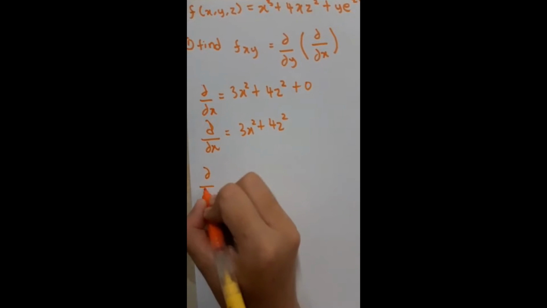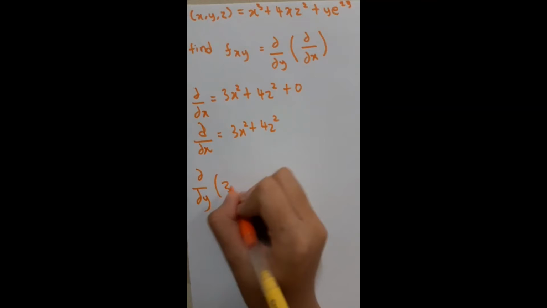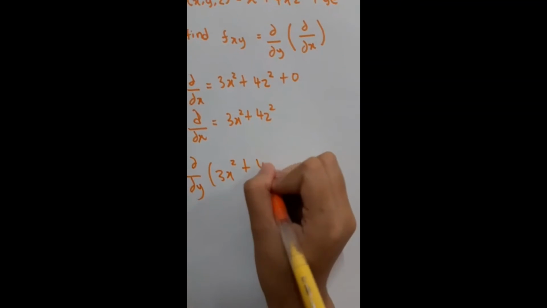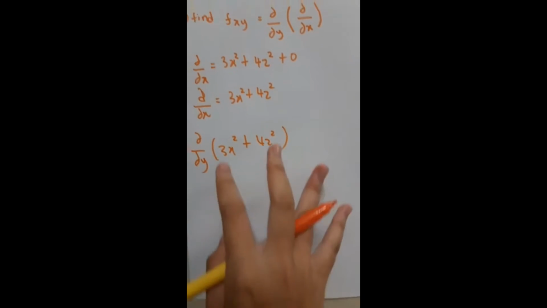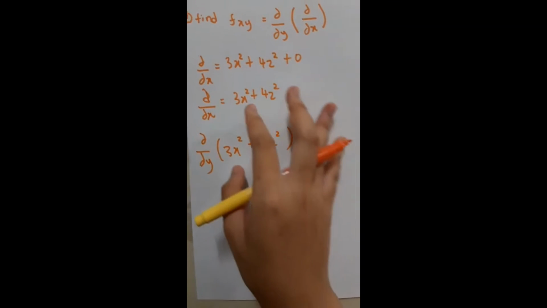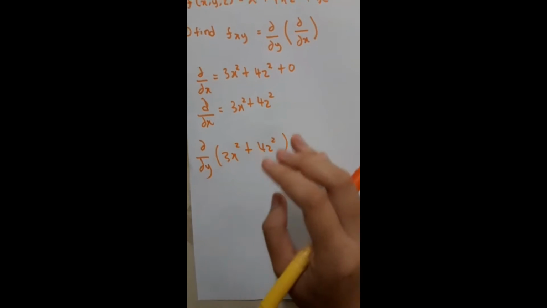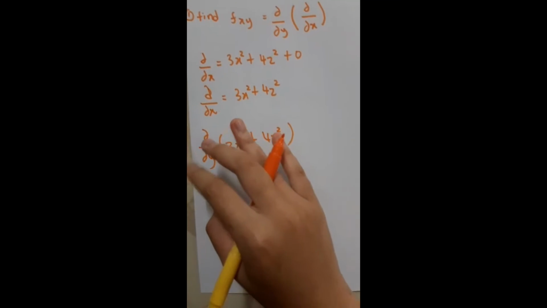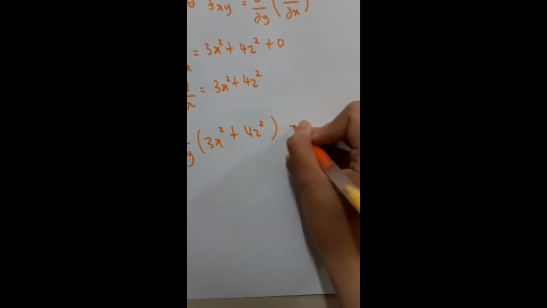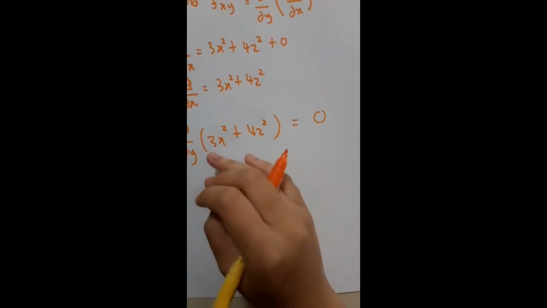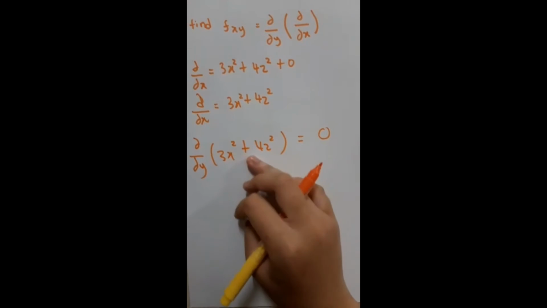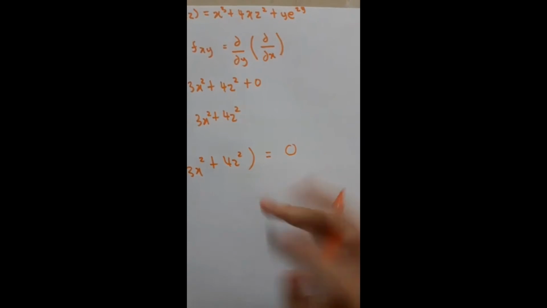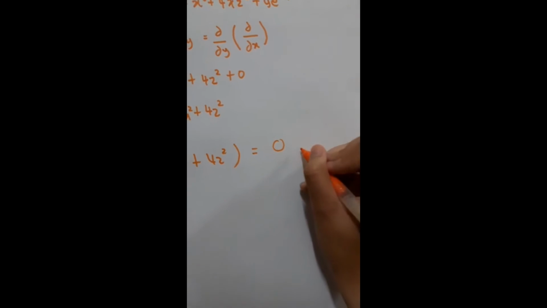So del over del y of 3x squared plus 4z squared. Since there's no y in this function, we don't have to differentiate it, implicitly or explicitly. The answer is 0 because we don't have any y in this function. So the first question's answer is 0. This is the final answer.